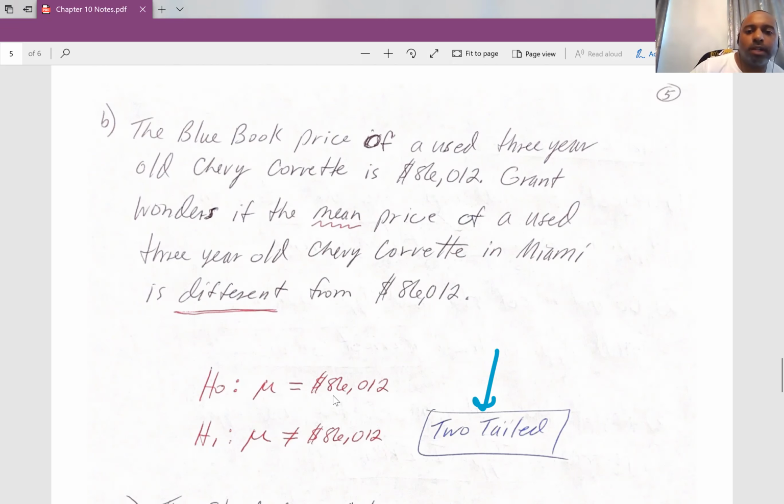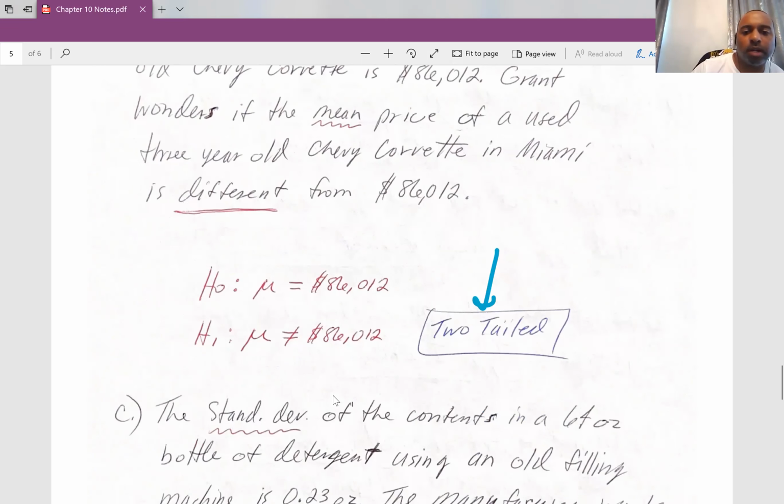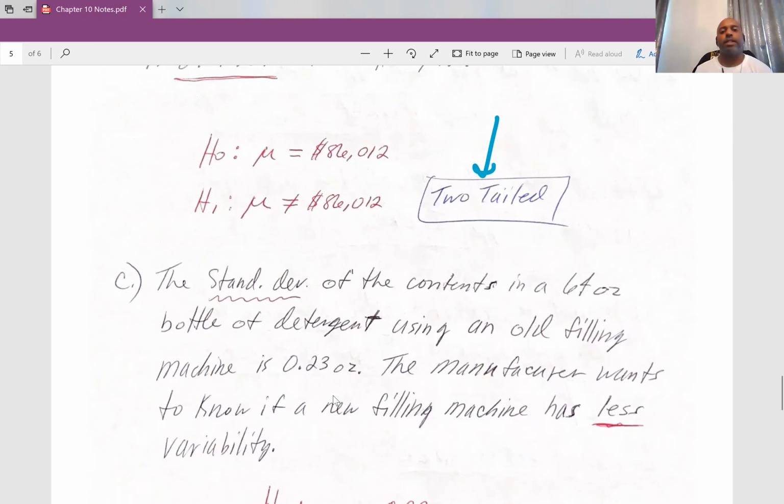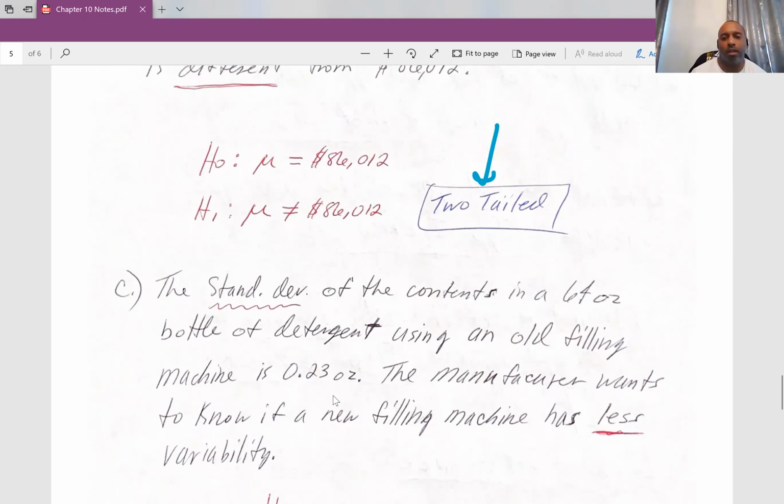All right, going to the next one. Last one like this. The standard deviation of the contents of a 64-ounce bottle of detergent using an old filling machine is 0.23 ounces. The manufacturer wants to know if a new filling machine has less variability.